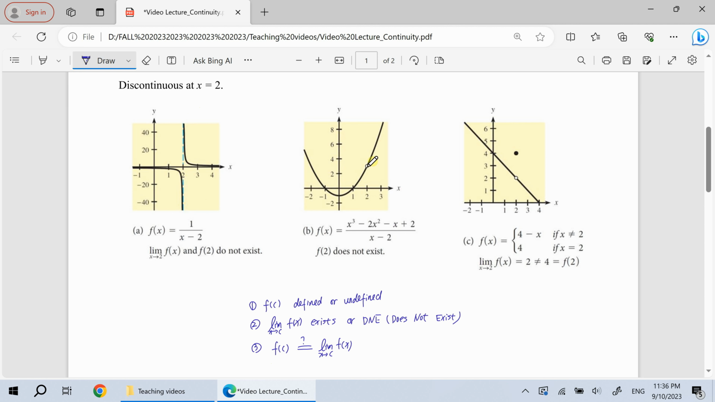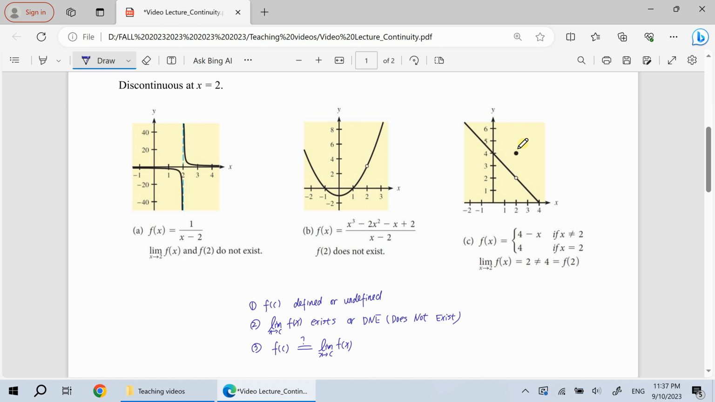This graph, here is an open dot, open point, broken point, or hollow point. We know f of 2 is undefined, and this graph is not continuous, even though the limit does exist. You know the left and the right both approach 3.